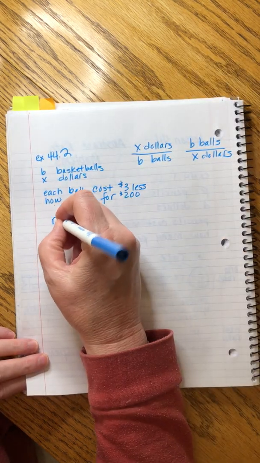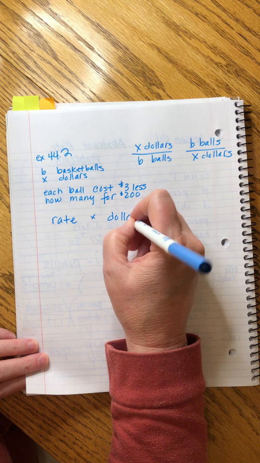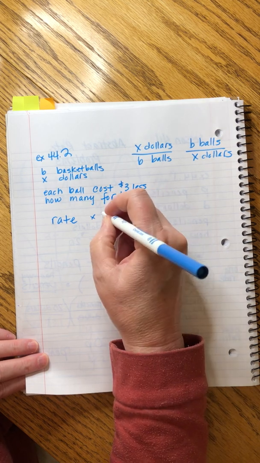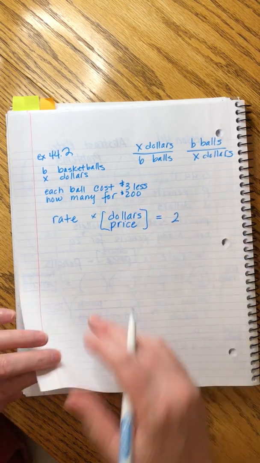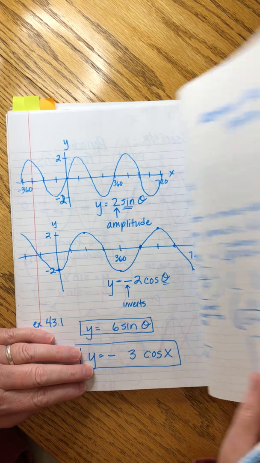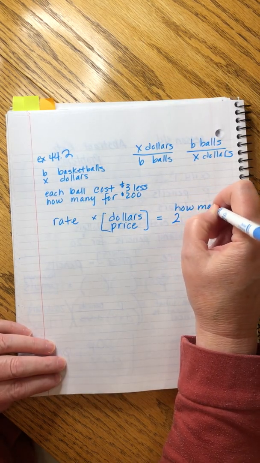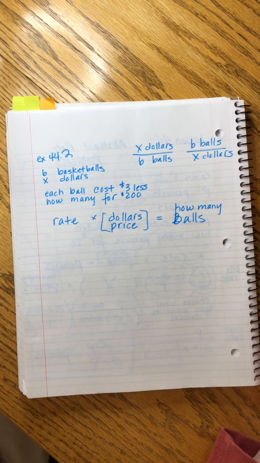So we're going to take rate times the dollars, the price, and that should equal how many we can buy. How many balls? John does it differently, and I don't agree with his way of doing it.